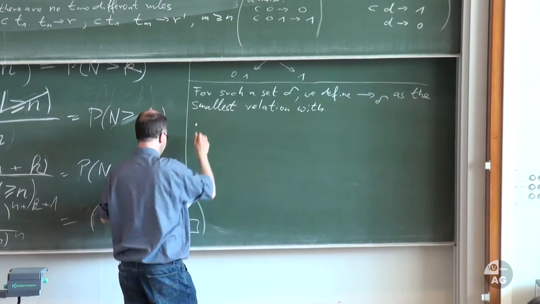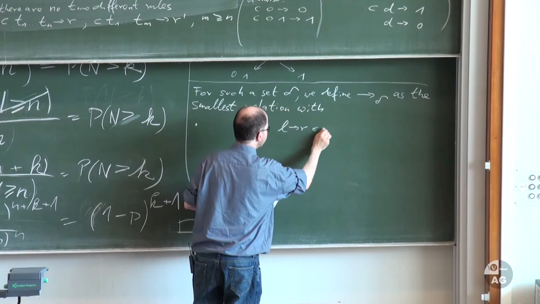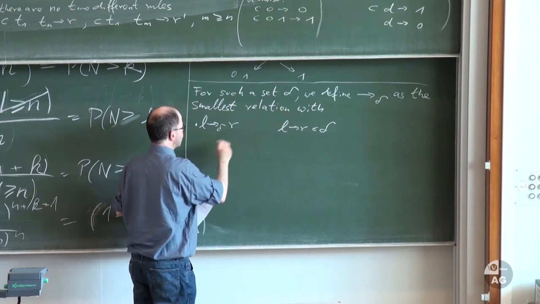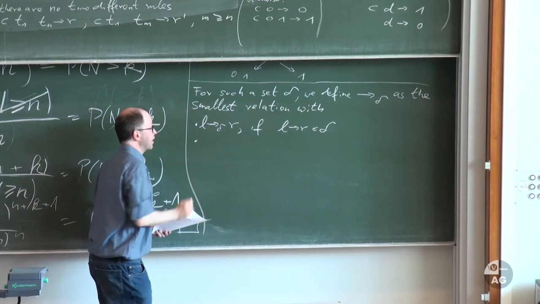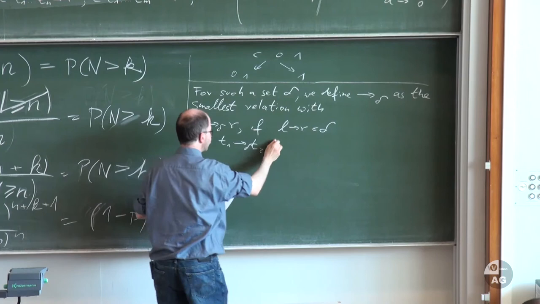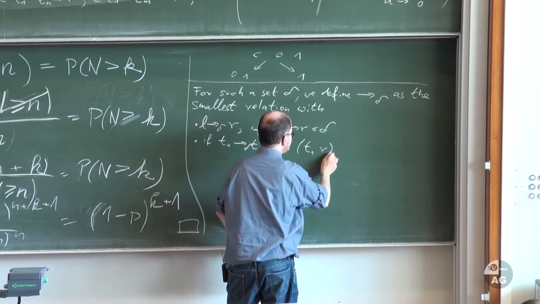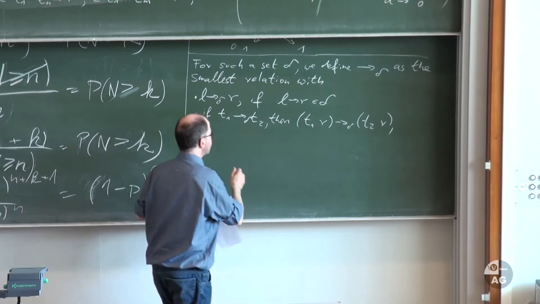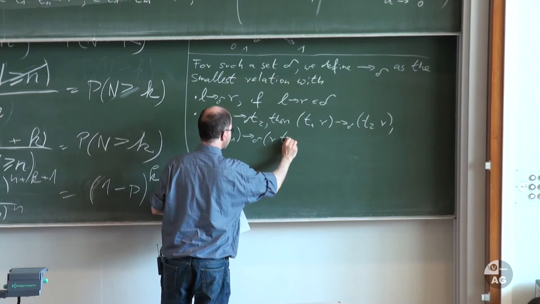So if I have a delta rule, L arrow R in delta, then I say that L can be reduced by delta reduction to R. And moreover, if I can do this somewhere inside the term, then that's also OK. So if I can reduce T1 to T2 by delta reduction, then I can also do this on the left-hand side of an application and on the right-hand side of an application. And also in the body of a lambda abstraction.